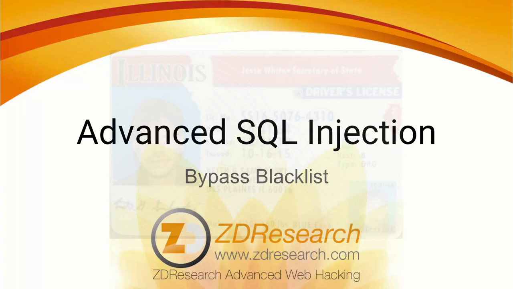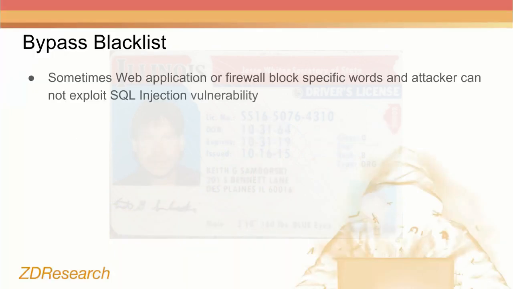Now let's go into how we bypass blacklists in SQL injection. And we're going to discuss why blacklisting is not the best way to filter against SQL injection. Back in the day, a lot of websites would just use blacklisting to prevent SQL injection. But recently it's gotten better, but still some people use it and it's never secure.